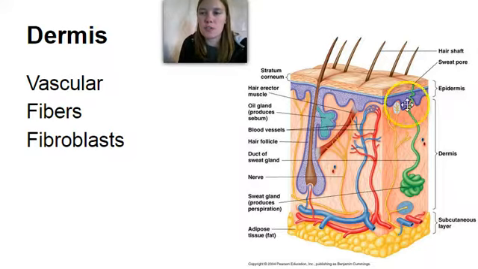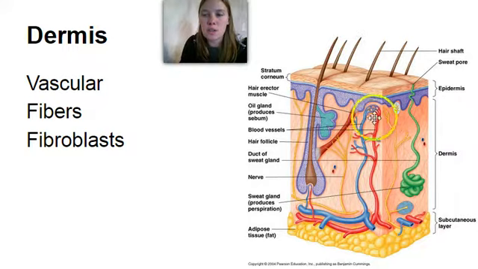The dermis is underneath the epidermis, and this is highly vascular, meaning that there's a lot of blood vessels here. Like I said before, there's a lot. You also find the different glands here. So you can find sweat glands, you can find those oil glands. Then the dermis is also made up of a lot of fibers. There's collagen fibers and there's elastic fibers.